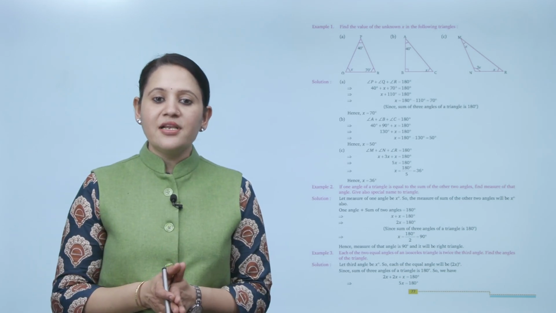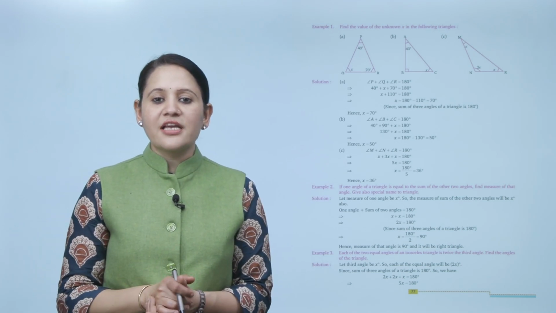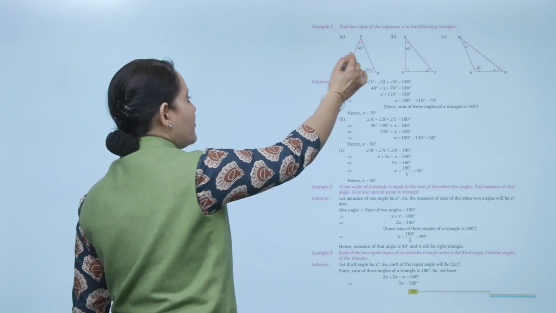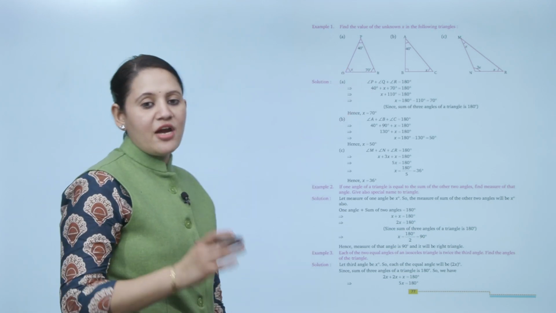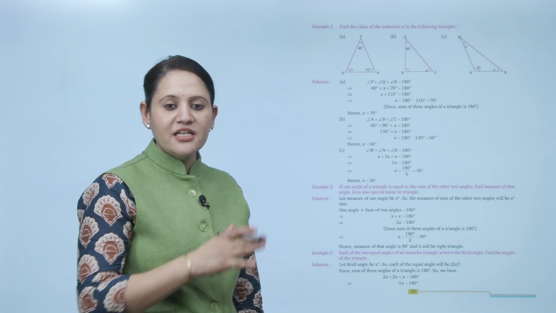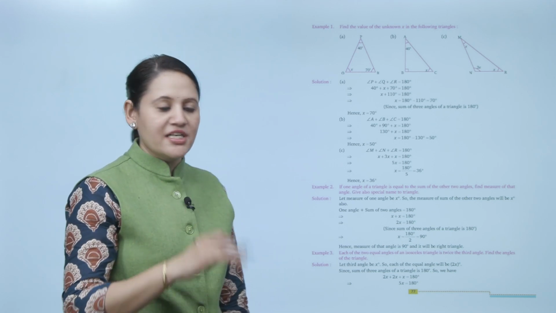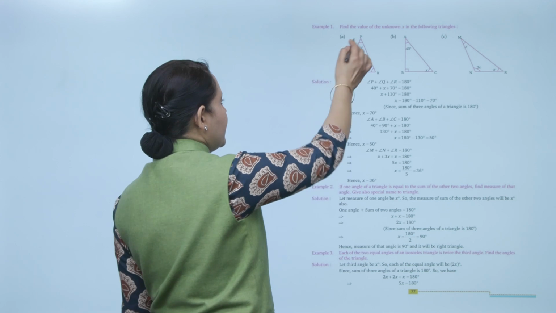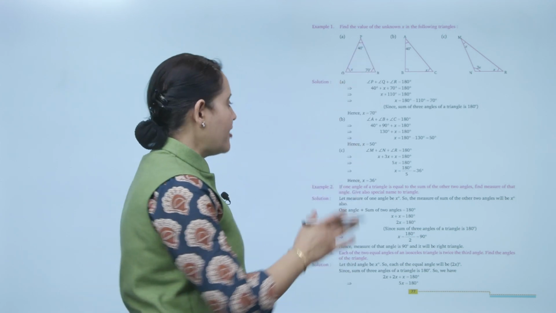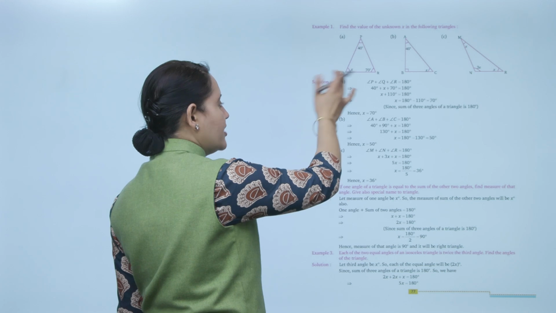We will take an example. Find the value of unknown x in the following triangles. So here two angles are given, 40 and 70 degree. We have to find the third angle. So as we know by angle sum property of the triangle, the sum of all three angles is 180 degree. So here angle P plus Q plus R equals 180 degree. We have to find the value of angle Q, that is equal to x.